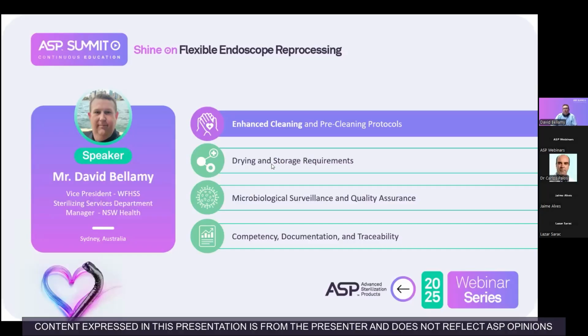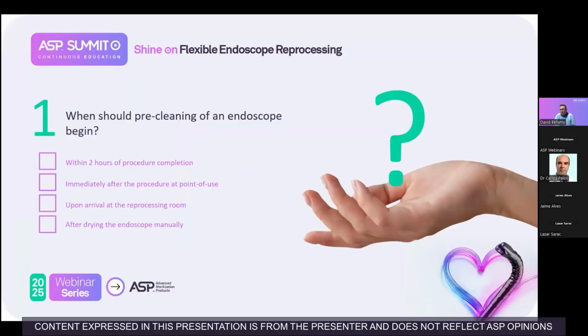So the first topic will be enhanced cleaning and pre-cleaning protocols. And as James said earlier, we're going to start off by having some polls just to gather information on what other countries are doing and what the practices are. So this is our poll that we'll have up for about 30 seconds. If you can click and tick on what your current practices are, even if you think what they should be, just so we can gather that information.